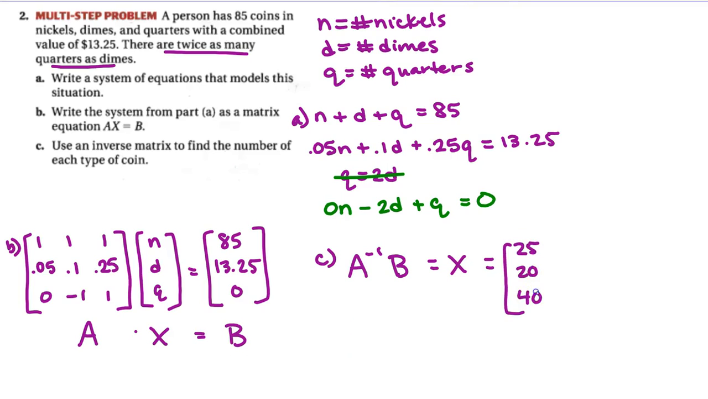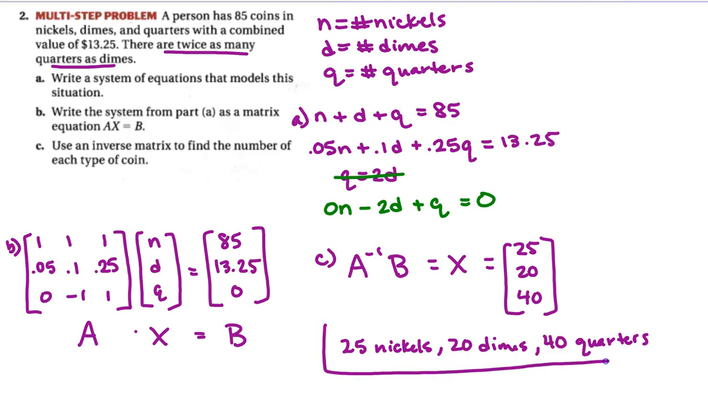What does that tell us? That tells us there were 25 nickels, 20 dimes, and 40 quarters. And then from there, of course, what you could do is calculate the amount of money and make sure it adds up to $13.25. Okay, I hope that helps.